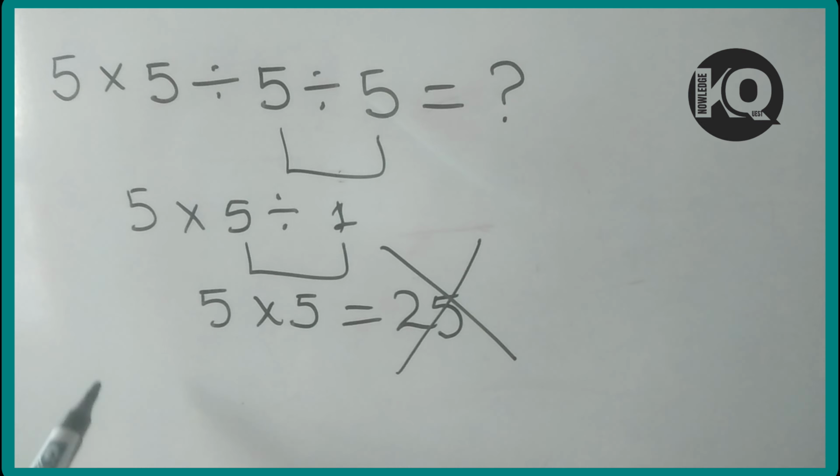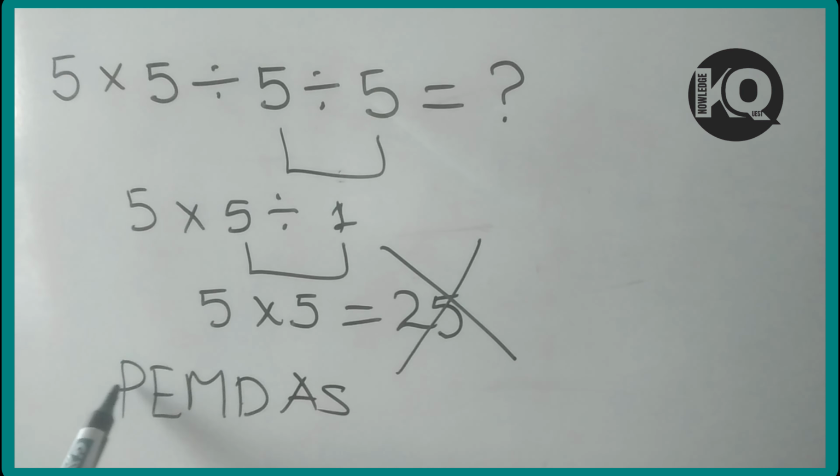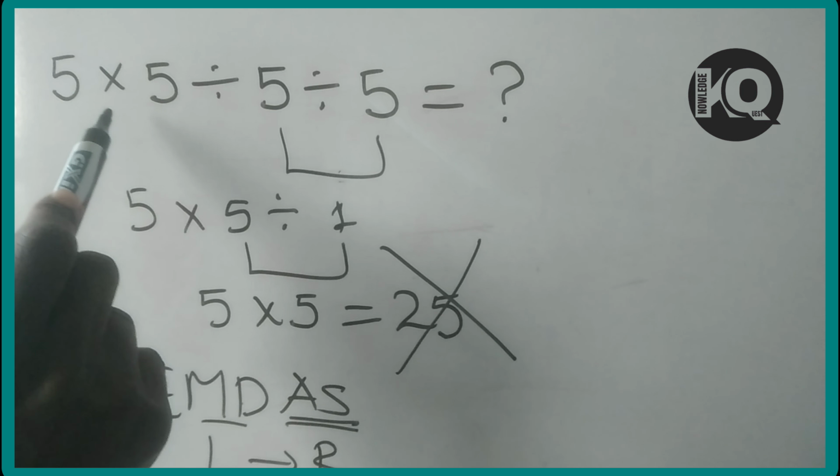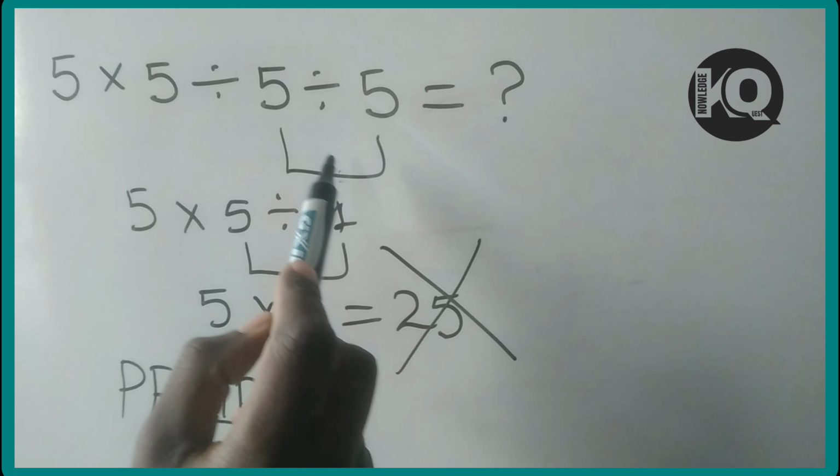because according to the order of operations we have PEMDAS. So we have to go with parentheses and exponents. Multiplication and division have the same priority, and also addition and subtraction have the same priority. So always we have to go from left to right. In our case we have multiplication and two divisions here. So let's solve this equation with the right method.